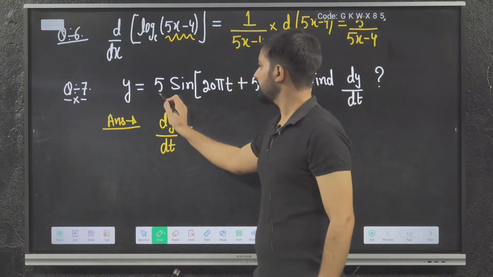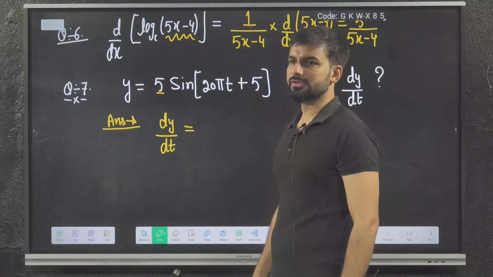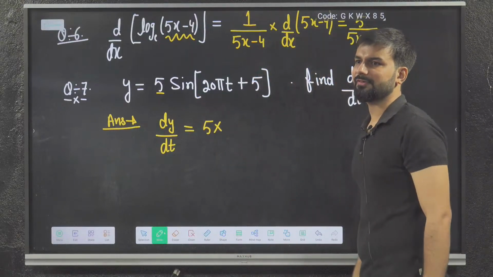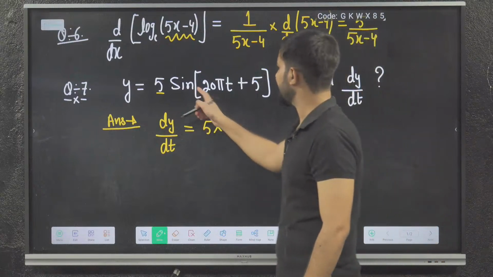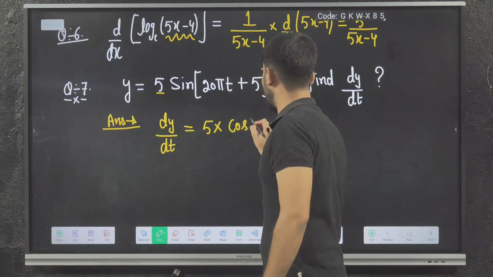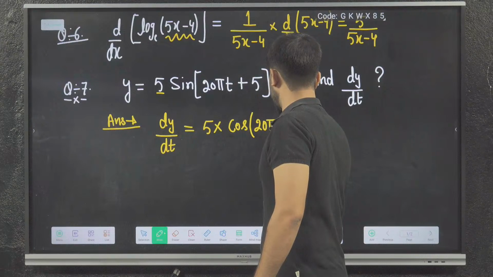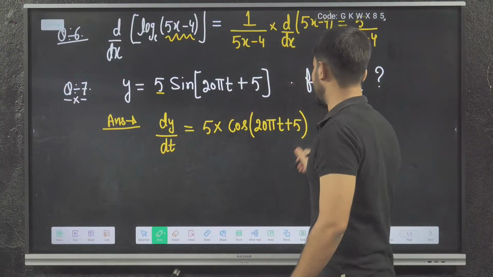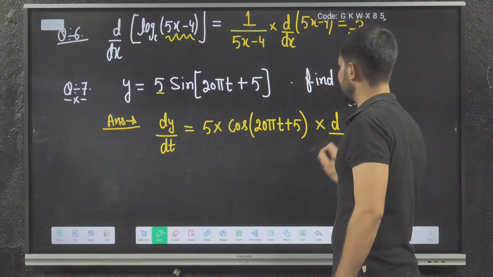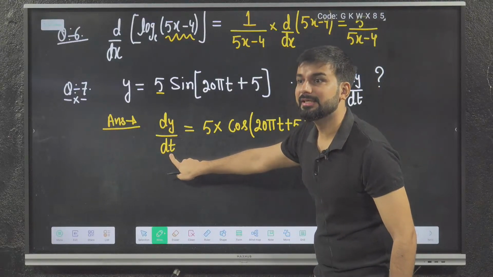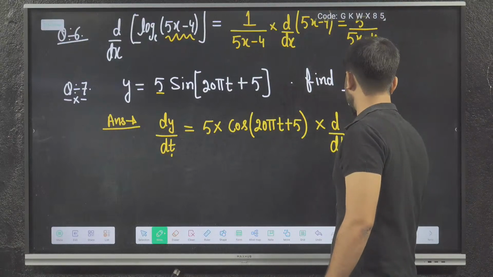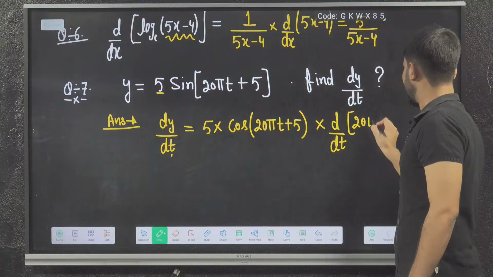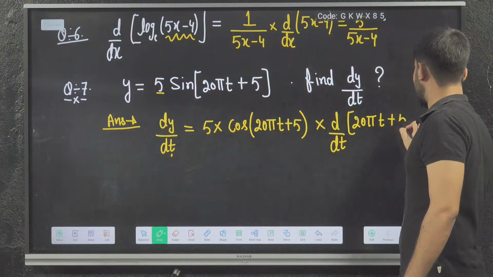So, beta, is 5 variable or constant? 5 is constant. Nothing will happen. What is the differentiation of sine? Sine differentiation will be cos, and that will be cos of (20 pi t plus 5). Now what is the angle of the sine? I have to differentiate the angle of sine. With respect to whom am I differentiating this time? t. So this will become d by dt. And what is the angle? The whole angle of sine, beta, is what? 20 pi t plus 5.